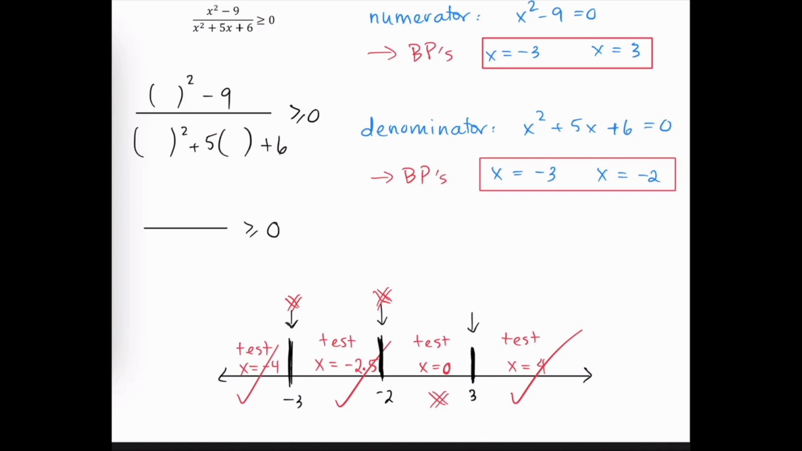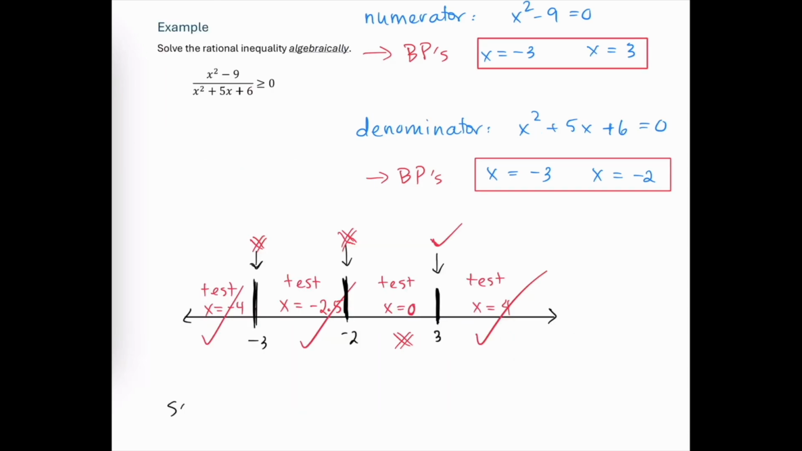So we plug 3 in for all the x quantities to get positive 9 minus 9 in the numerator, which is 0. 9 plus 15 plus 6 is 30 in the denominator. When we have 0 in the numerator, this fraction is actually then equal to 0. So we have 0 is greater than or equal to 0, which is a true statement. So this boundary point is going to be included in the solution set.